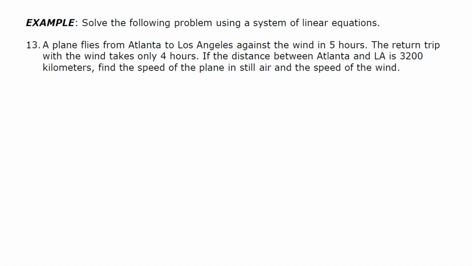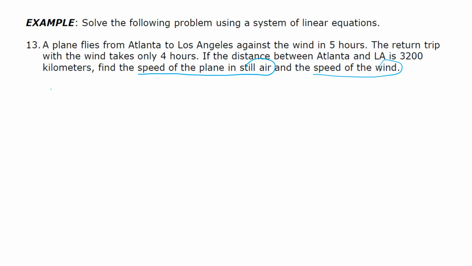Okay, number 13. We are now going to solve this problem using a system of equations. A plane flies from Atlanta to Los Angeles against the wind in 5 hours. The return trip with the wind takes only 4 hours. If the distance between Atlanta and LA is 3,200 kilometers, find the speed of the plane in still air and the speed of the wind.